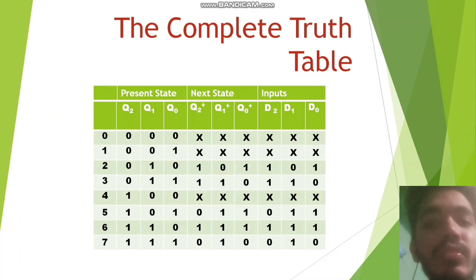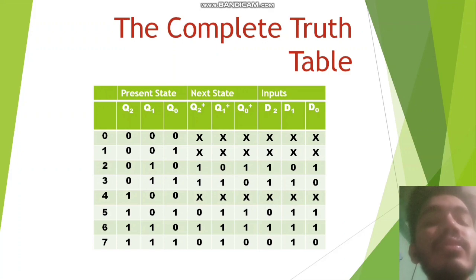0 0 1, 0 1 0, 0 1 1, 1 0 0, 1 0 1, 1 1 0, 1 1 1. This is the complete truth table of 0 to 7 binary numbers. Then we go to the next state.